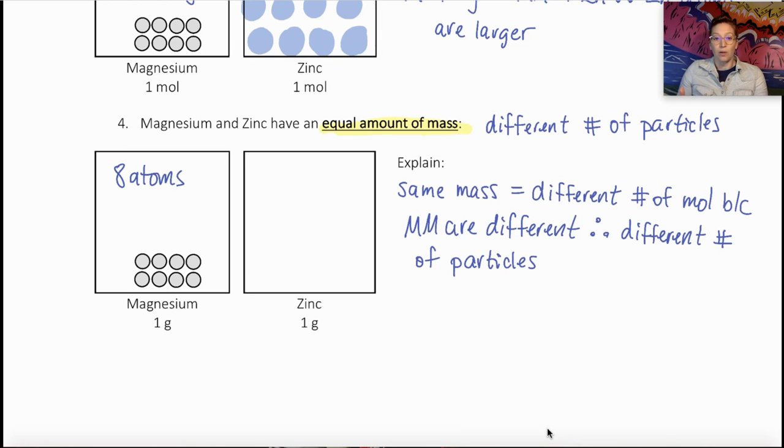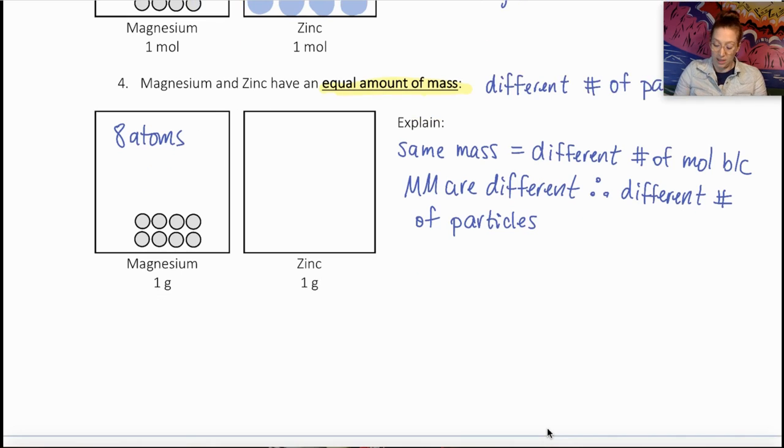Okay, so here's where we need to make sure that we're careful, is figuring out which one needs to have the most number of particles. Okay, if we're thinking about this, this is kind of a similar thought process that we had back at the beginning of the semester when we thought about density. So we've got zinc has a greater molar mass. Looking at zinc because that's what we're going to draw in. So this means that it's going to take fewer particles to reach 1 gram.